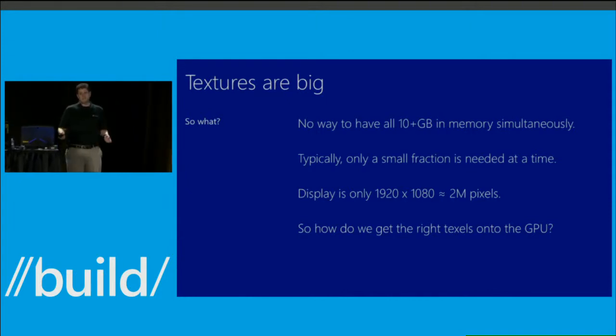But obviously, games solve this today. And that's solved by the observation that typically only a very small fraction of this data is needed to render a given frame. In fact, for a 1080p display, you only have about 2 million pixels to light up, which means you only need about on the order of 2 megatexels. The challenge is getting the right texels onto the GPU at the right time.